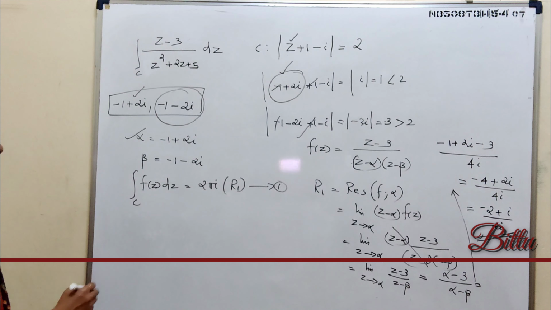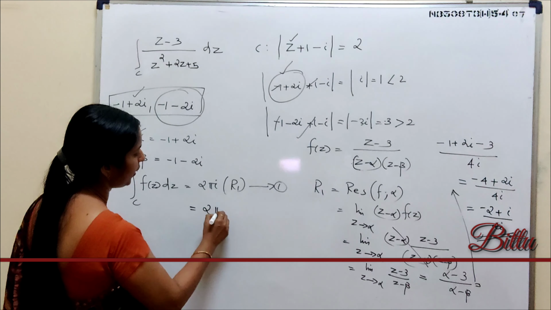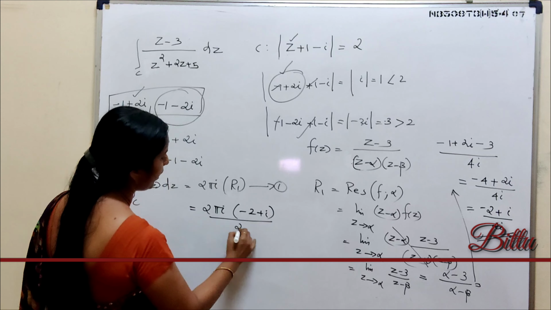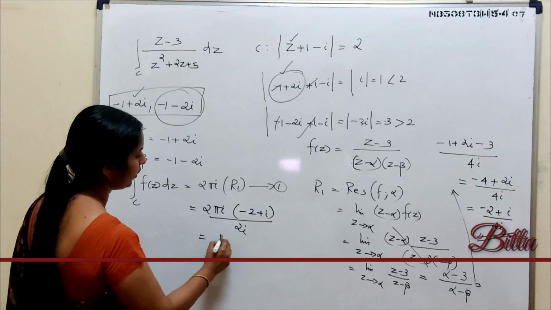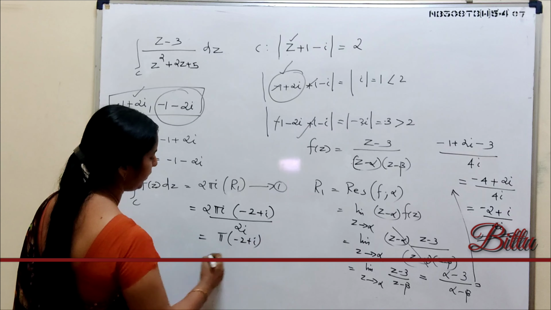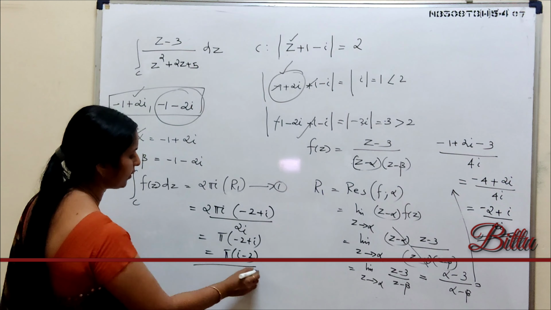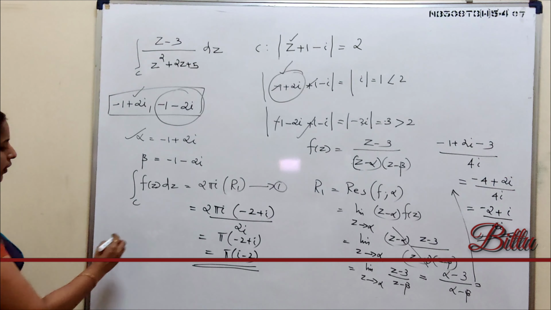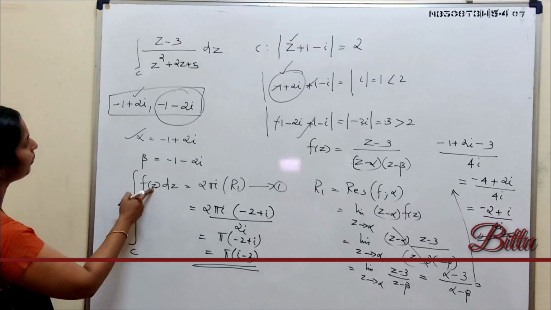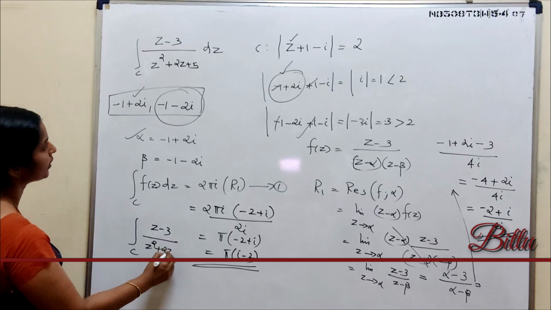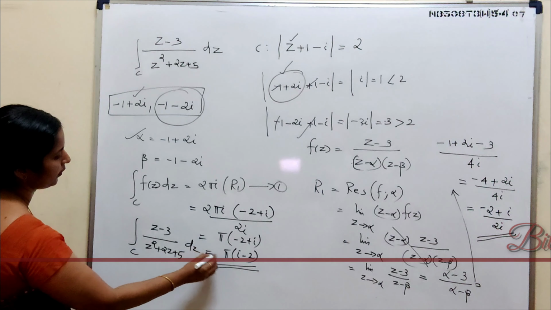You put R1 in equation number 1. 2 pi i into minus 2 plus i by 2i. It is pi into minus 2 plus i, that is pi into i minus 2. This is the answer of the given integral, integral over C of f z, which is z minus 3 by z square plus 2z plus 5, dz.